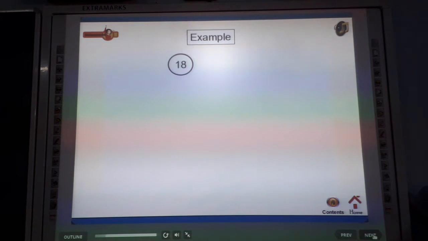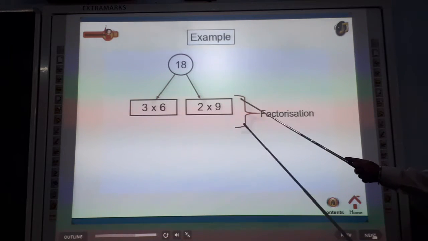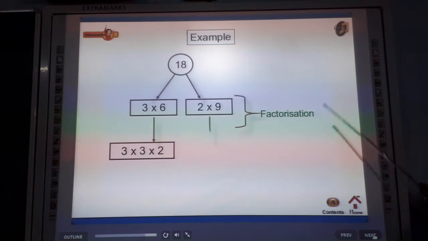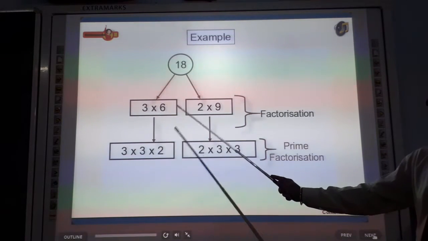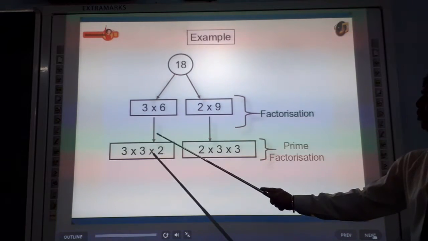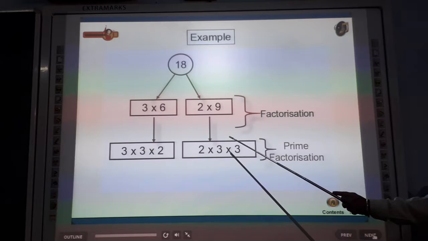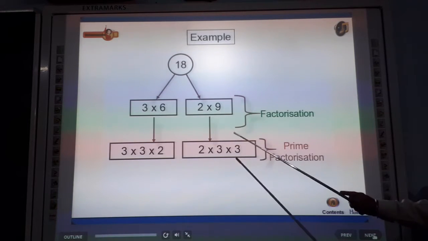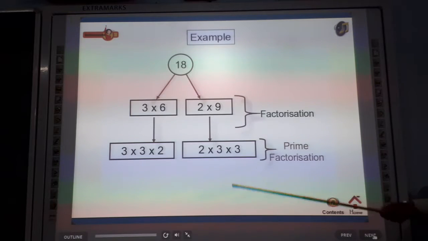Now for example, 18. 6 times 3 is 18, 9 times 2 is 18. This is factorization. 6 is equal to 3 multiply 2, and 2 multiply 9, 2 into 9, 3 multiplied by 3. This is prime factorization. Look at this.